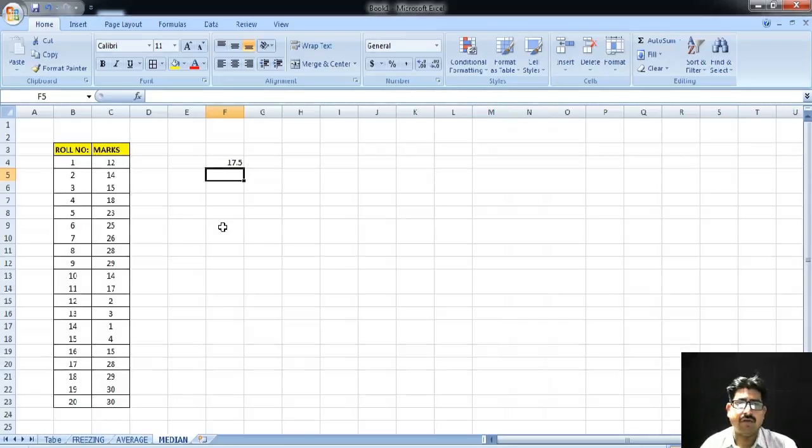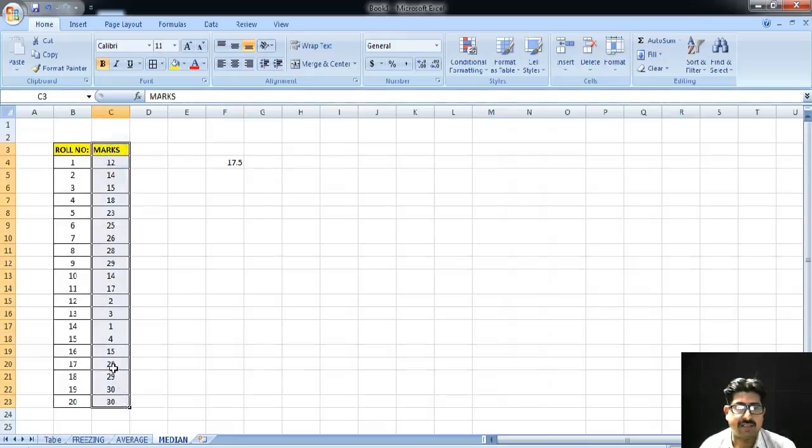What we were saying is that out of 20 students, median means mid, and the mid of 20 is 10, so there can be 10 students whose marks are above 17.5, or you can say 18, and the remaining 10 students have got marks less than 18. So let's find out whether it is true or not. Since the data is small, there can be chances that one or two students may be more or less than the 10 I said.